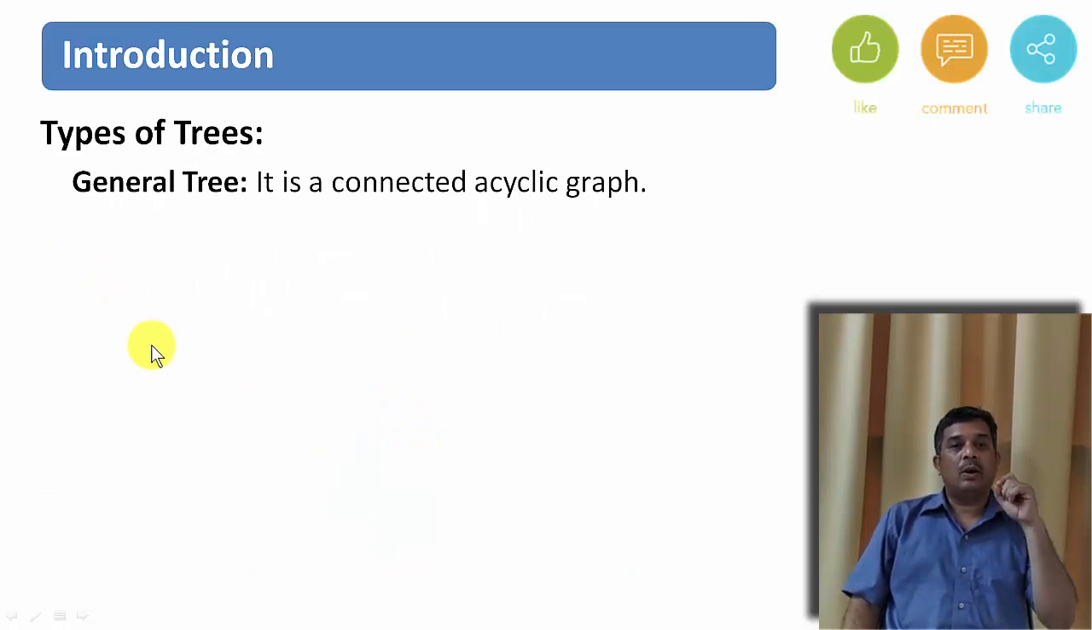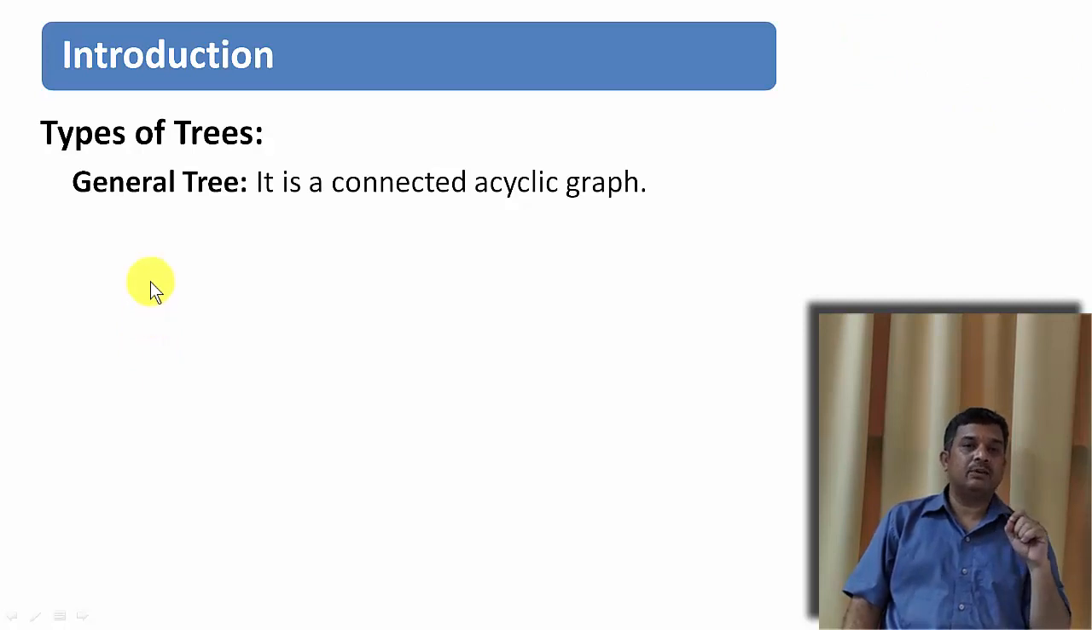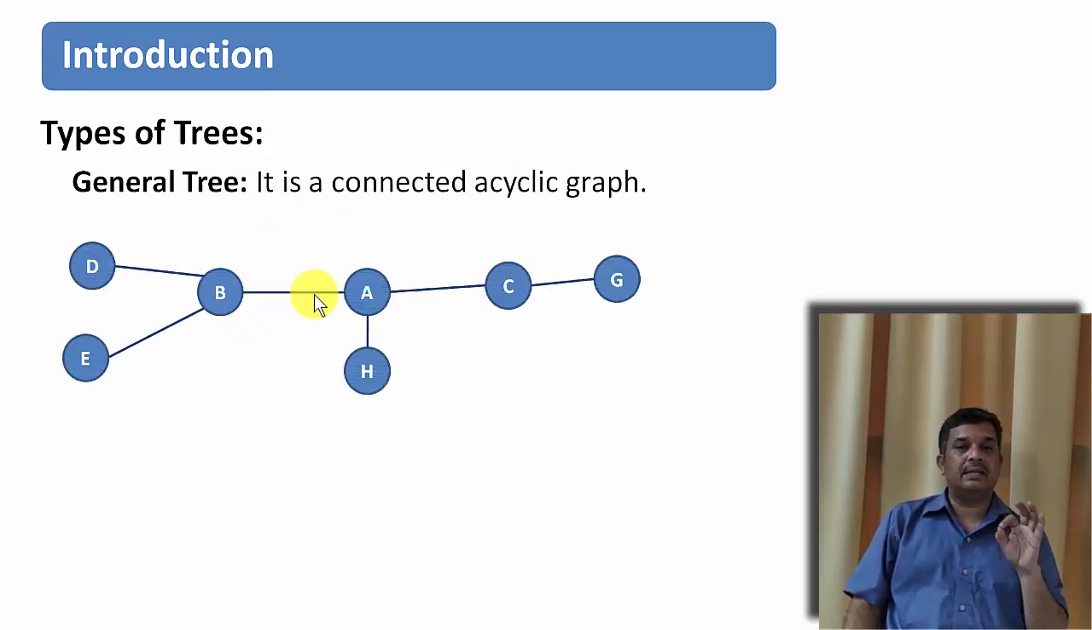Now let us see what the basic types of trees are that we have. First is a general tree. It is a connected acyclic graph. How we are going to represent it doesn't matter. So it is also a tree. It is a connected graph and it doesn't contain any cycle. So it is a tree.